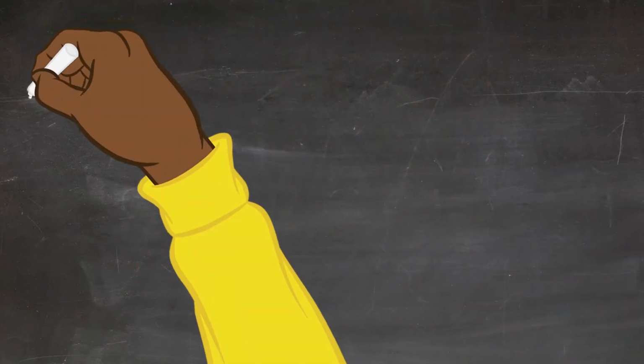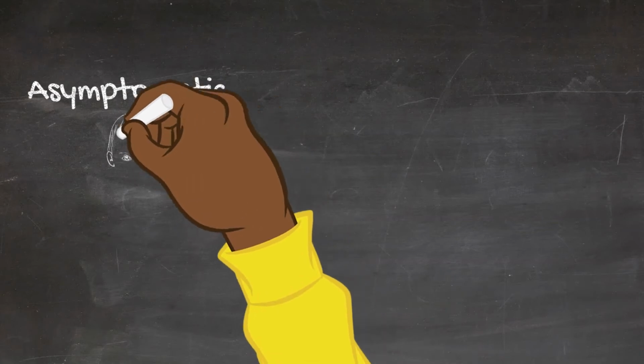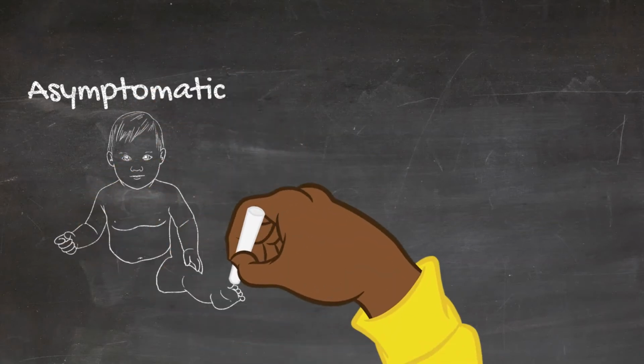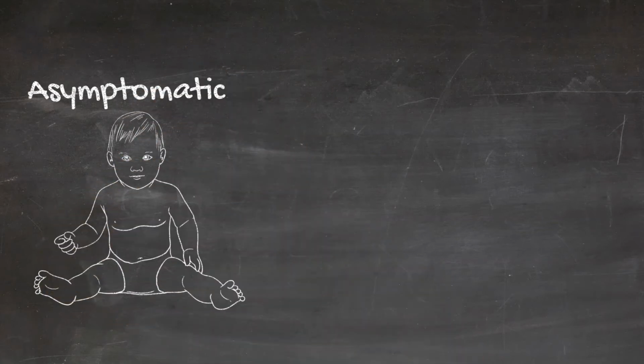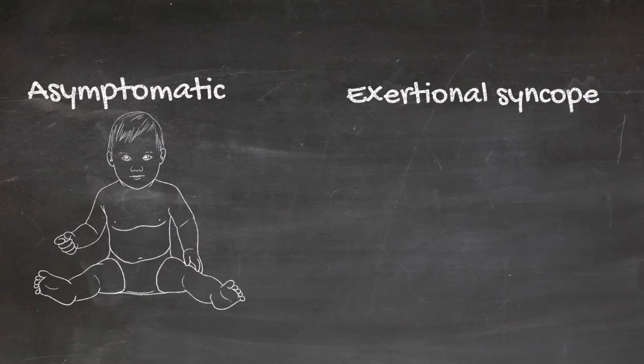Symptoms. Patients can initially be asymptomatic, particularly in the congenital version. As the disease progresses, patients can experience exertional syncope, angina, or dyspnea.